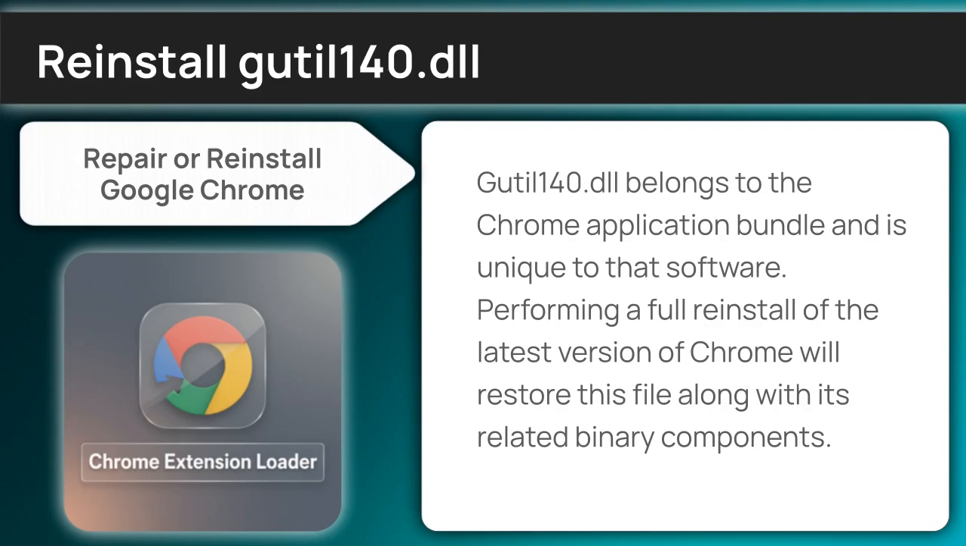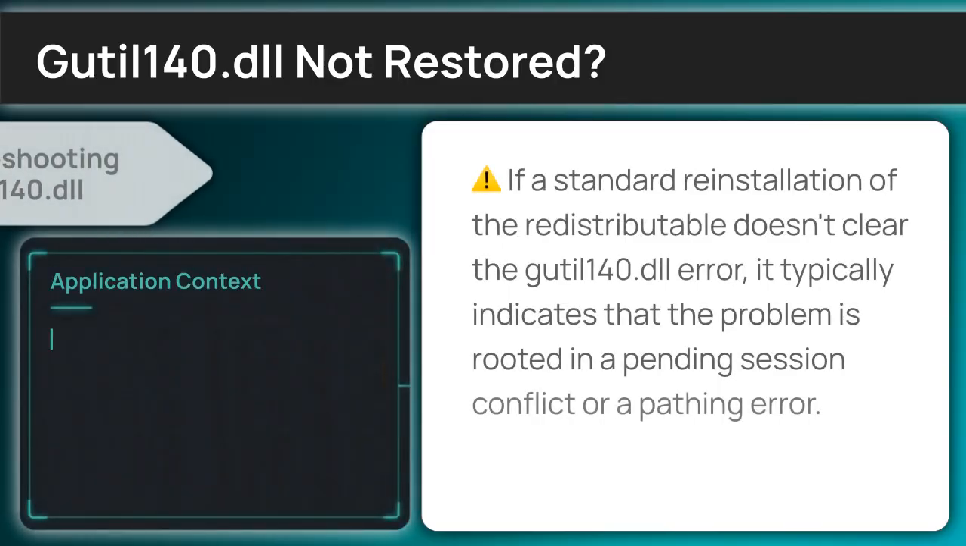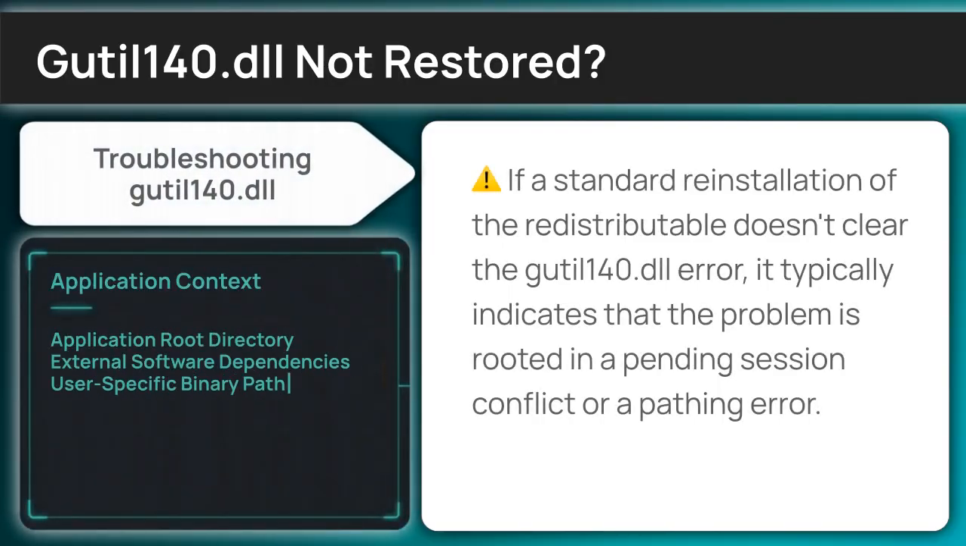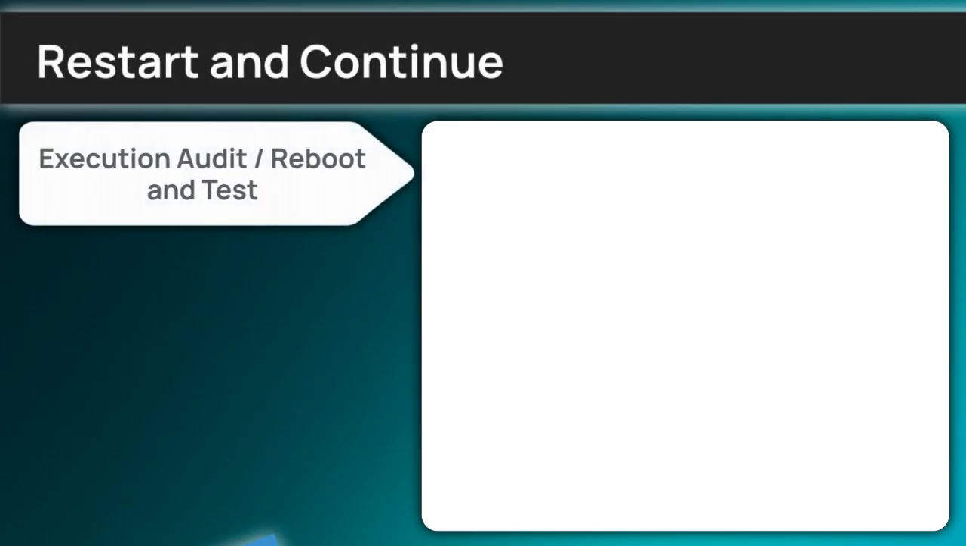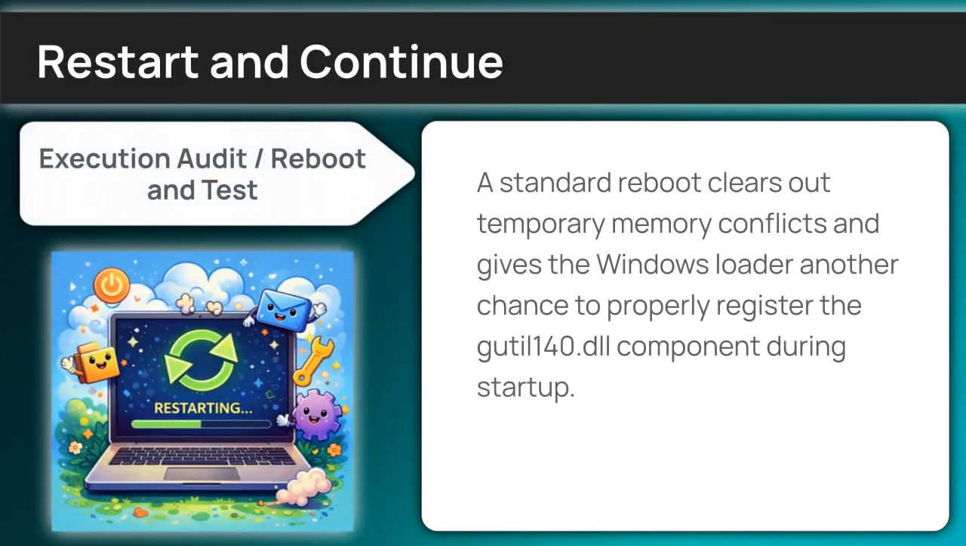A clean reinstall of the latest version of Chrome will repair any missing or corrupted components without affecting your other Windows settings. If no luck was had with the redistributable package, we will escalate the fix by performing a targeted reset of the system state. A simple restart can resolve file-in-use errors that mimic a missing gutil140 message. It's a low-effort step that ensures your operating system starts with a clean execution stack.